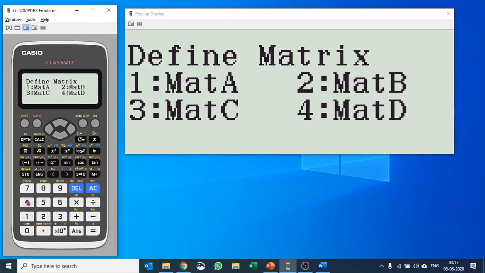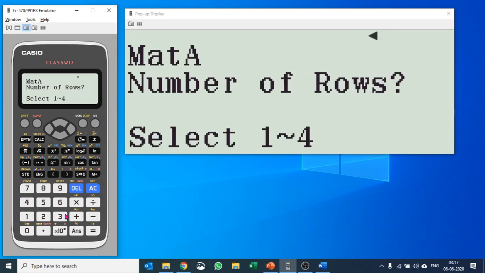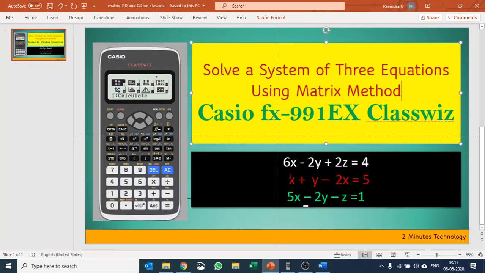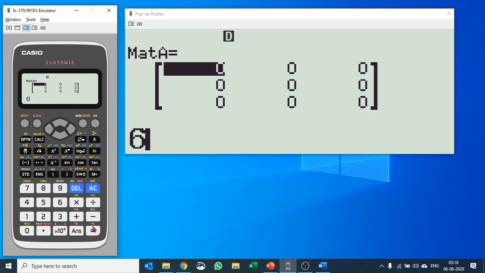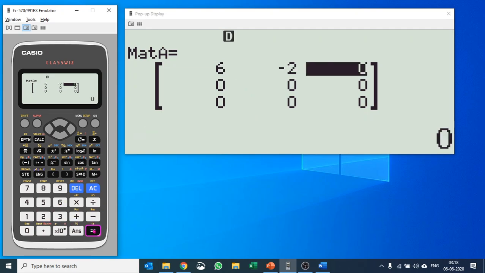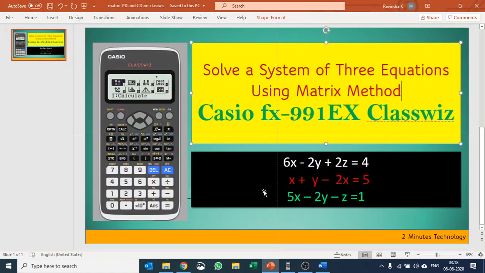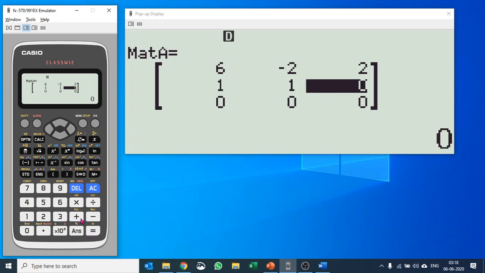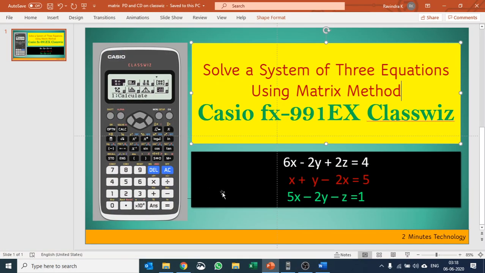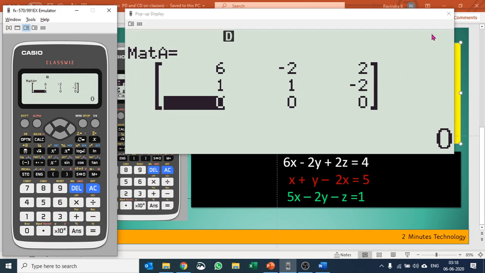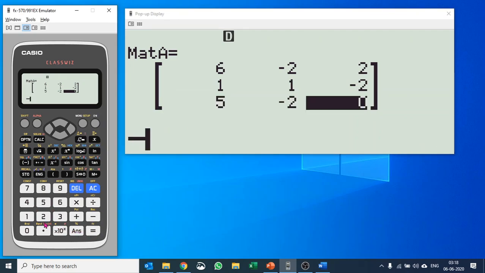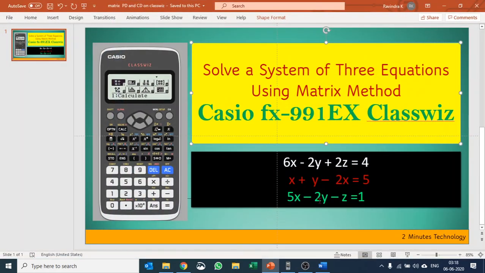I'll go to matrices there and I'll define my first matrix as a 3x3 matrix to hold my coefficients. So the coefficients of the first equation are 6, minus 2, 2. The second is 1, 1, minus 2. And the third is 5, minus 2, minus 1. Just let me cross-check: 5, minus 2, minus 1.